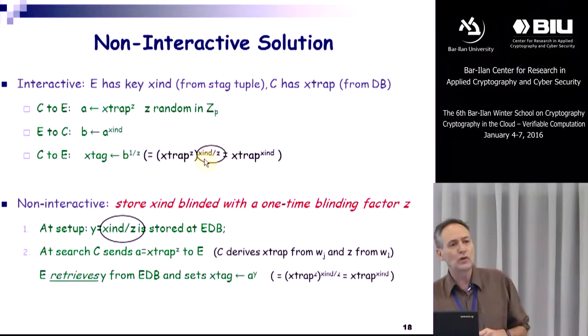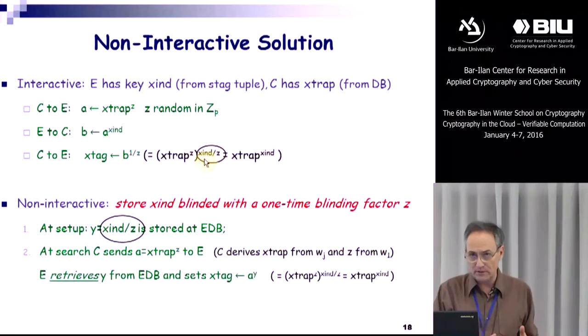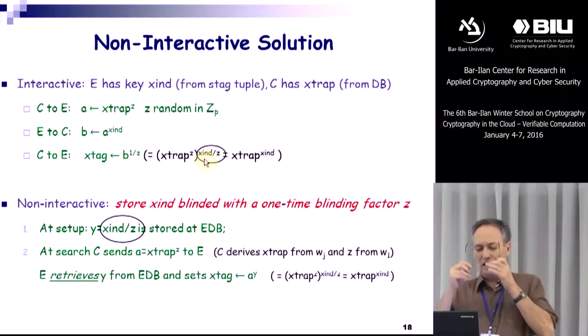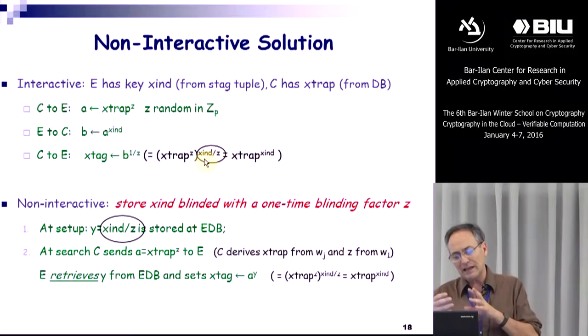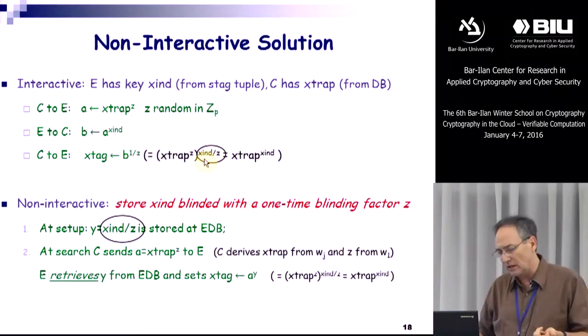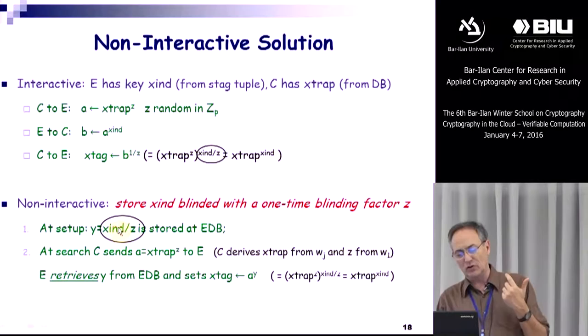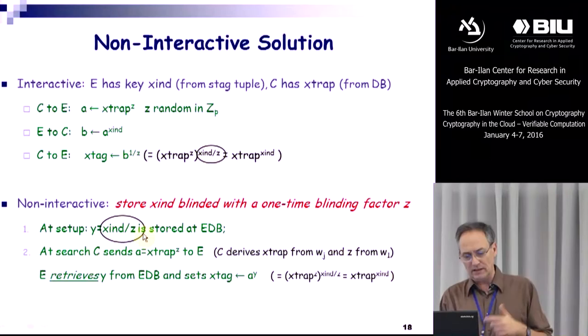Now, during search, the client will take its xtrap to the power of z. Z will be computed under some PRF, which is a deterministic computation. So the client takes xtrap to the power of z, sends that to the server, who has xind over z already in storage. So it can take that value and raise xtrap to the z to that value to get back xtrap to the xind.